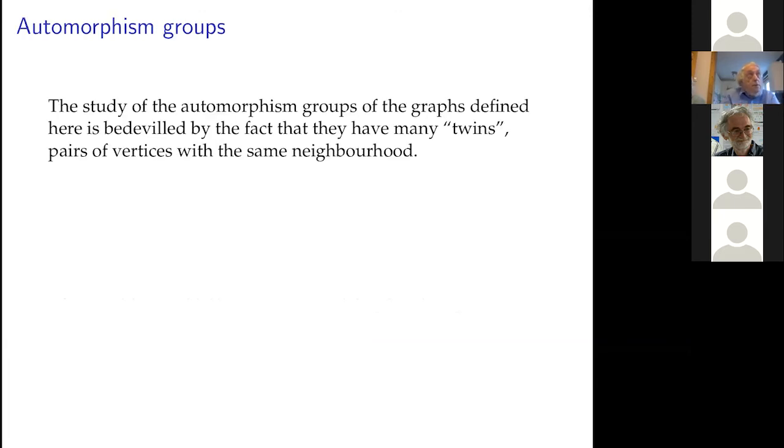Right, now I want to say a little bit about automorphism groups. Anyone who's tried to look at the automorphism groups of these types of graphs has run up against a problem. There are sets of vertices that have the same neighborhood, and so they can be permuted arbitrarily. And these graph automorphisms have no connection with the structure of the group. So let me just give you a very simple example.